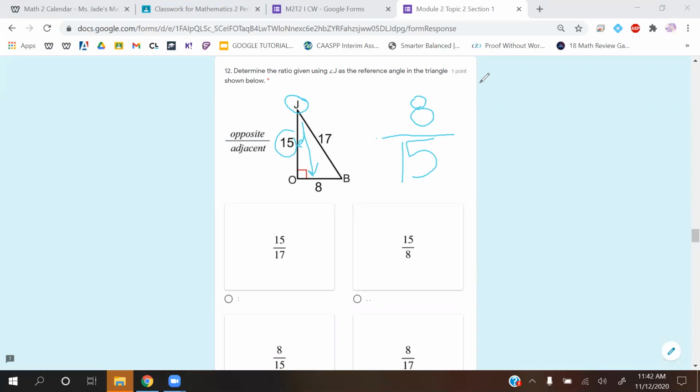Seventeen is the what side? It starts with the H. Hypotenuse. Yes, hypotenuse. So 17 would be the hypotenuse, so we're not even thinking about that.